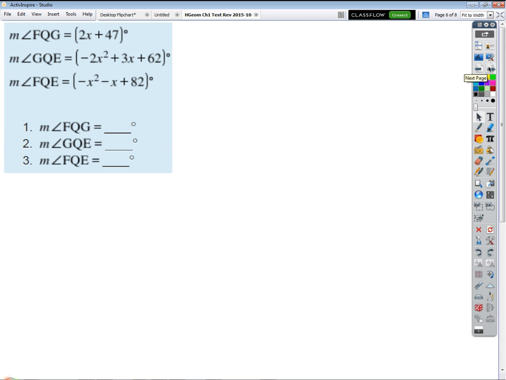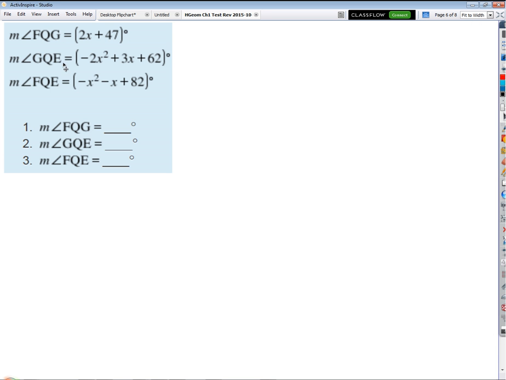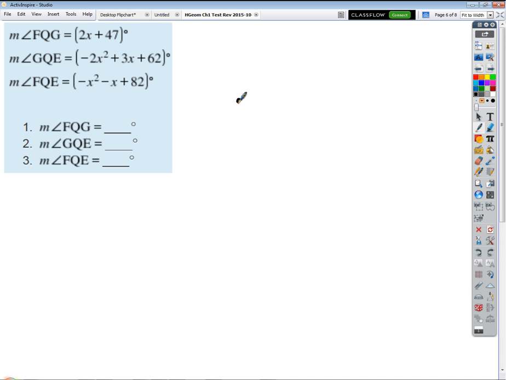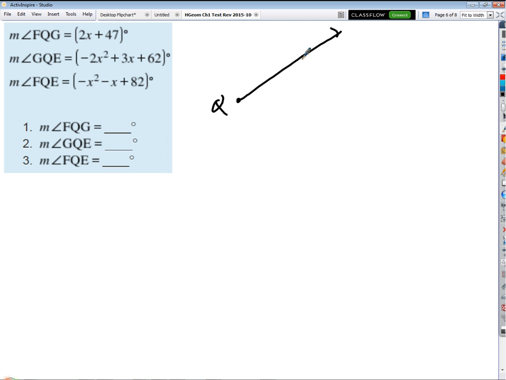This guy, okay, this one comes with a picture, but we don't really need the picture for this part. If we know that we've got the measure of angle FQG, the measure of angle GQE, and the measure of angle FQE, notice that Q is the vertex of all of those, right? And so doesn't the angle have to look like this? There's Q, there's F, there's G, and there's E, right? Does that make sense? That's the only way we can draw it. And so then how do we set up a relationship here?